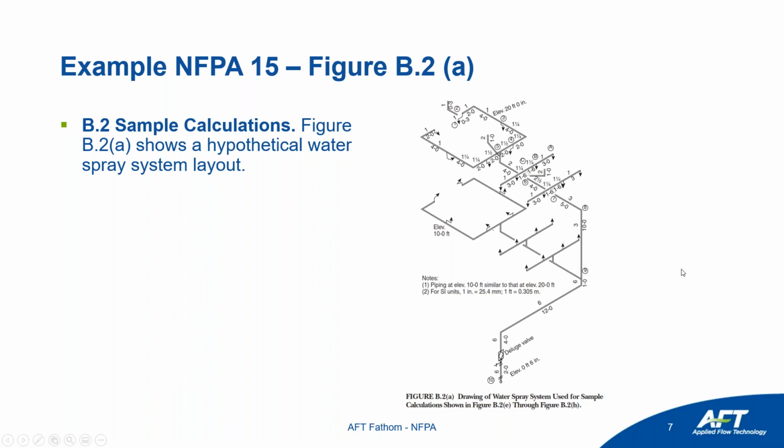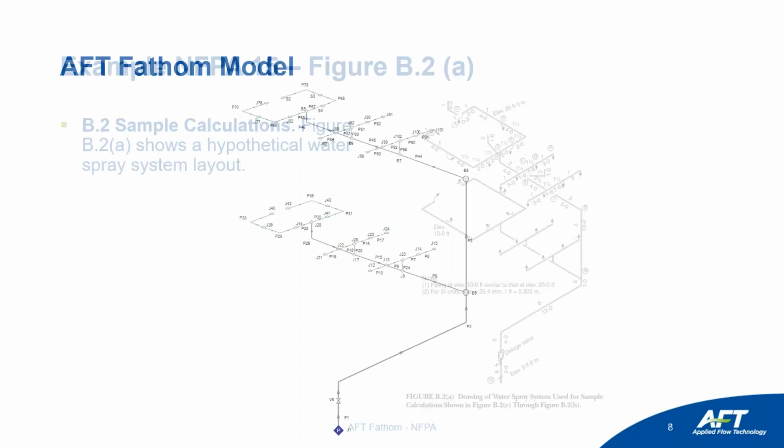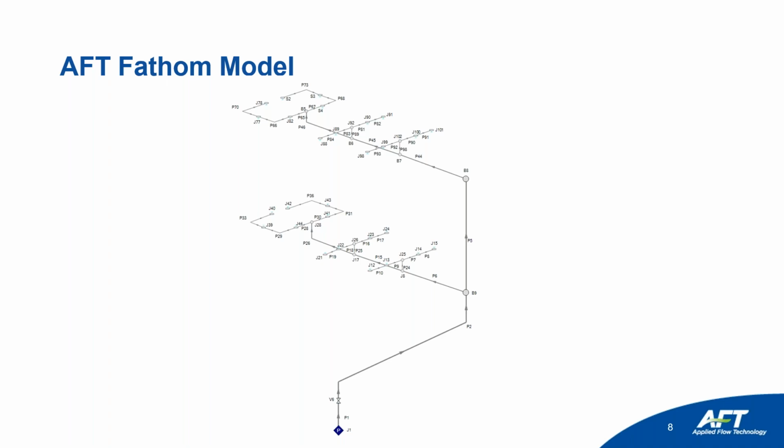So let's do an example using NFPA 15 figure B.2a. In this case, this example shows a hypothetical water spray system layout. So here in this example, we have the pump here, we have the remote nozzle here, and we have to select a path to generate the report, selecting all these pipes and junctions to generate the NFPA report according to NFPA 15. So the first step is to create the model. Here's the model again.